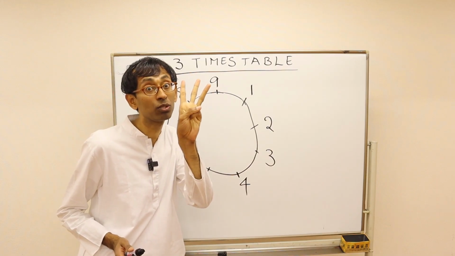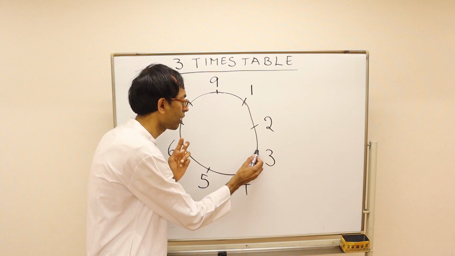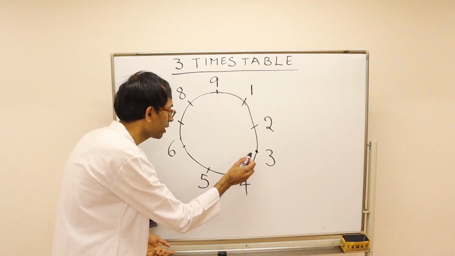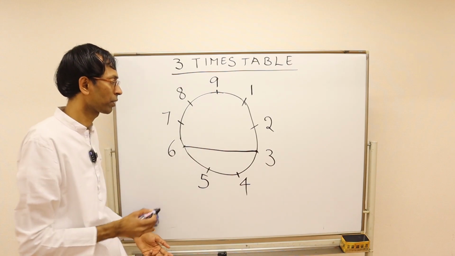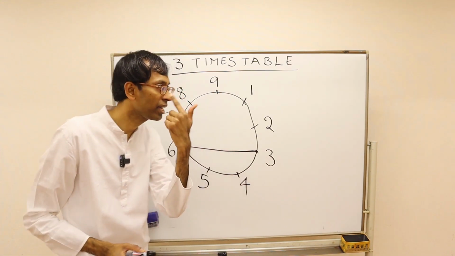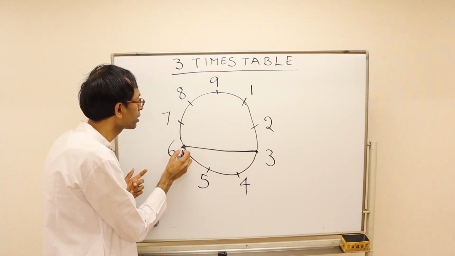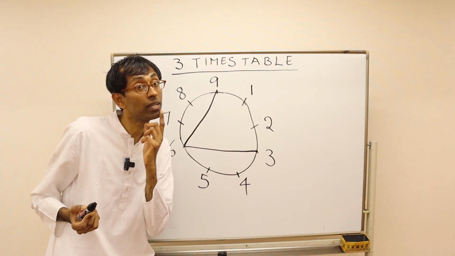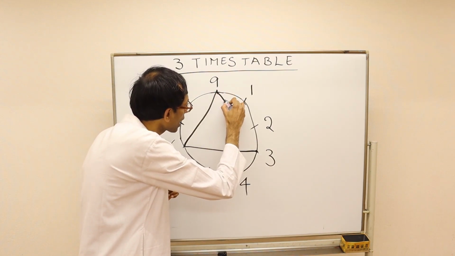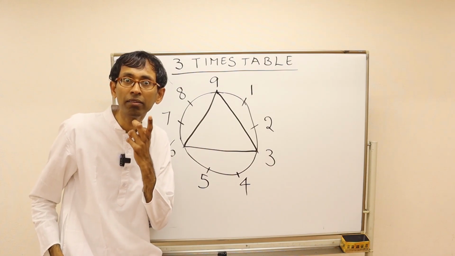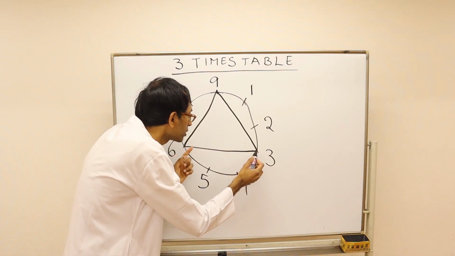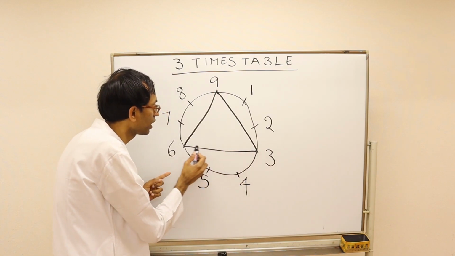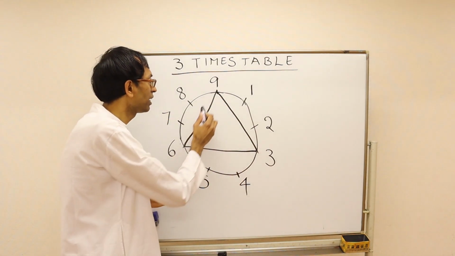3 times 1 is 3. Digit sum is 3. We start the drawing here. 3 times 2 is 6. Digit sum is 6. So we move to here. And then 3 times 3 is 9. Digit sum is also 9. So from here we move to here. 3 times 4 is 12. Digit sum is 1 plus 2, 3. We come back to 3 here. 3 times 5 is 15. Digit sum is 6. Oh, 3 times 6 is 18. Digit sum is 9. If you see, we go in a triangle.